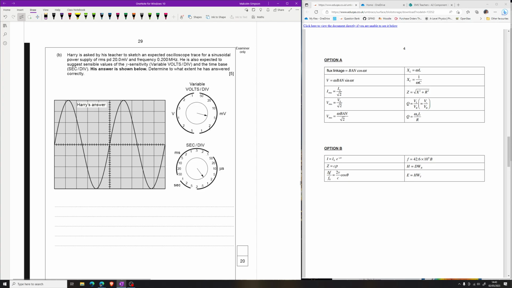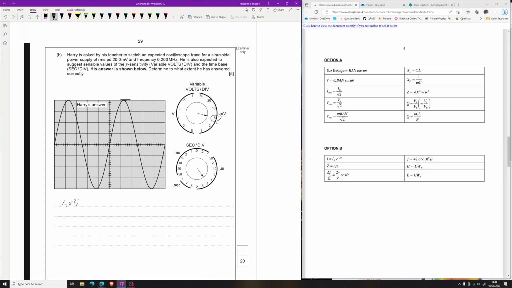What is happening here? Harry is asked by his teacher to sketch an oscilloscope trace for a sinusoidal power supply of RMS 20 millivolts and frequency. He is expected to suggest sensible values of the volts per division and of the time base. His answer is shown below. Determine to what extent he has answered correctly. Okay, I think I know what's expected here. So volts per division, let's see, we have 1, 2, 3, 4 at 5 millivolts.